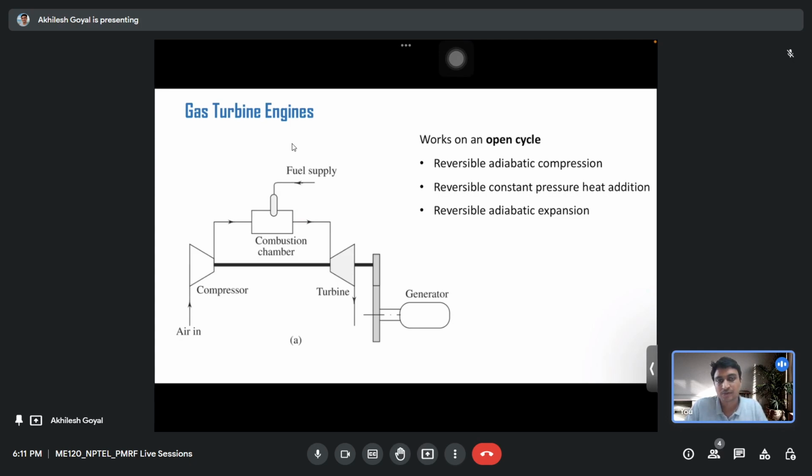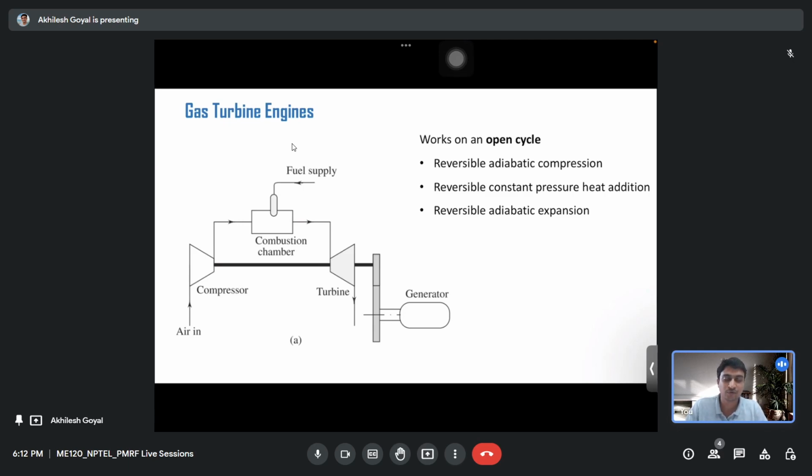So this open cycle includes reversible adiabatic compression, then there is a constant pressure heat addition, then again reversible adiabatic expansion, and then the combustion products are thrown away into the air in the atmosphere. Okay, so that's why it is an open cycle.